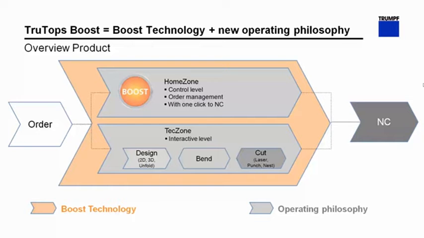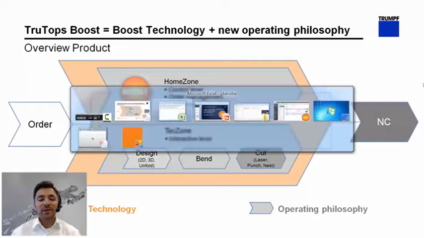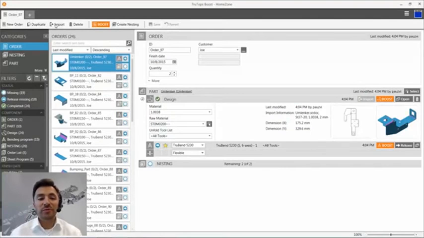So the first one is called Home Zone. It's basically our control level where we manage our orders and start the calculations by pressing the Boost button. And the second level is the Tech Zone, our interactive level, where we modify the automatically generated solutions or where we create our 3D or 2D designs. So let's get started and switch over to TruTops Boost.